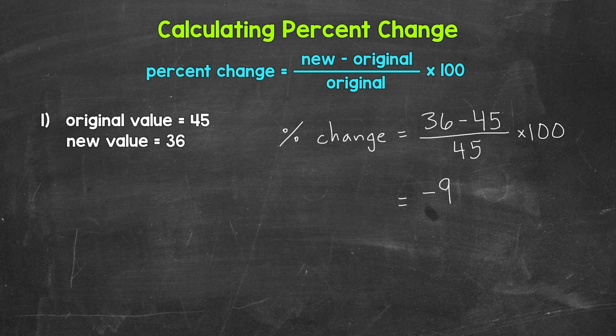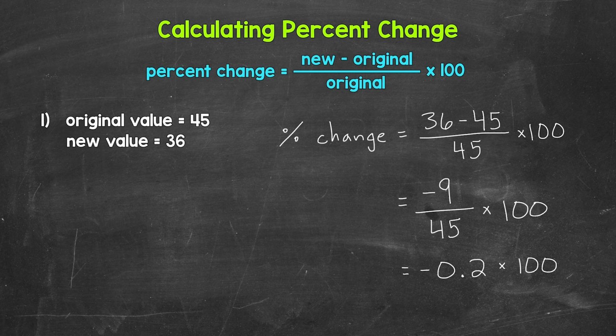So we have negative 9 over 45 times 100. So we have that change of negative 9. We decreased by 9 over the original value of 45. Now we need to divide. So we have negative 9 divided by 45. That gives us negative 2 tenths. So now we have negative 2 tenths times 100.